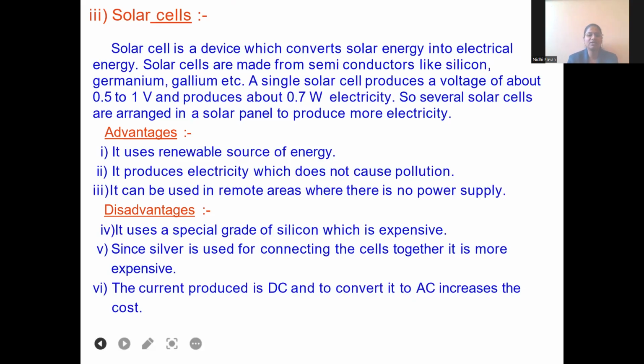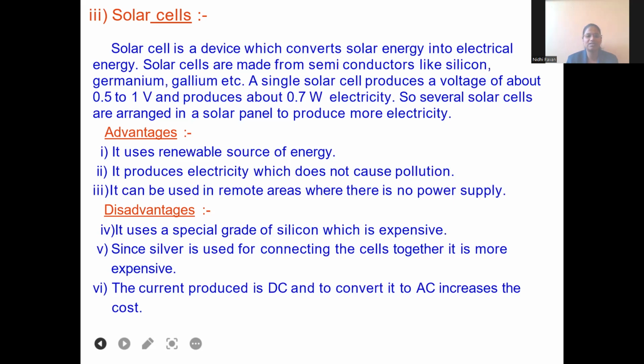Okay. So the advantages are, it is a renewable source of energy. It will not get over. It produces electricity which does not cause pollution like the hydroelectric power plant or thermal power plant. It can be used in remote areas where there is no power supply.